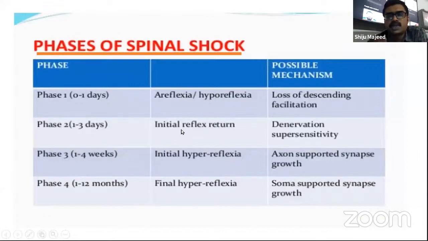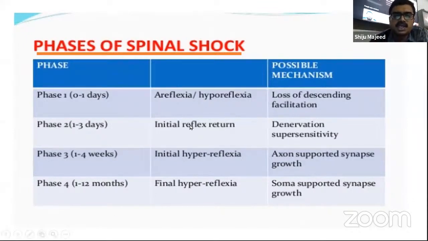Which are the reflexes that are going to return? These are the cutaneous reflexes and the polysynaptic reflexes. For example, the initial reflex to return will be the bulbocavernous reflex, anal wink reflex, or the cremaster reflex. Then there is also one more reflex which actually returns much earlier, which is known as a delayed plantar reflex, which is not important for the undergraduate, so I am not touching that part.